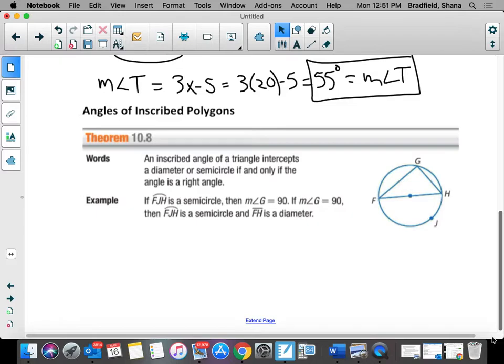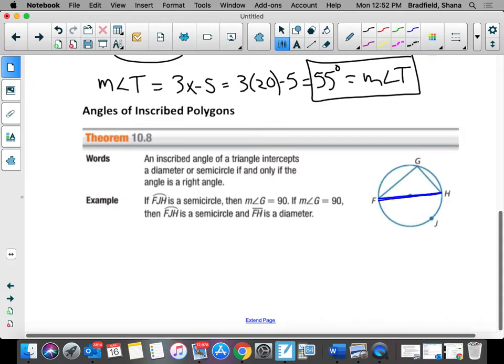Inscribed polygons. So this is when we have a figure that's drawn inside a circle with its vertices on the circle. In the first theorem here, it says an inscribed angle of a triangle intercepts a diameter or semicircle if and only if the angle is a right angle. And actually, we talked about this the other day, that if I have a right triangle inscribed in a circle, the hypotenuse is the diameter. Well, you can see here that in this triangle, this side is a diameter, which means that this angle has to be 90 degrees here, and the opposite is true as well.